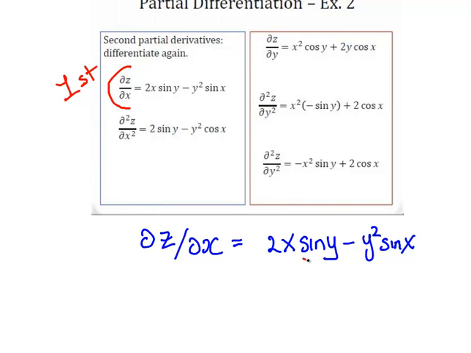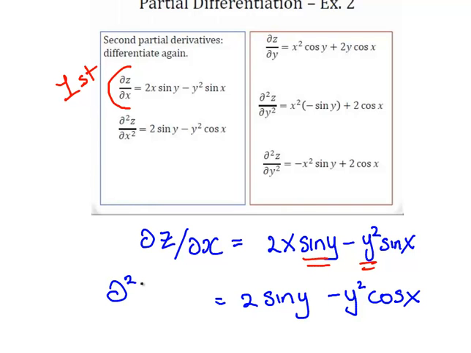Now, the same sort of thing again. This part here, sine y, can be treated as a constant. Likewise, minus y squared can be treated as a constant. So what we're looking at is the derivative of 2x, and that's simply 2, so 2 sine of y. And y squared we're going to leave alone, so minus y squared. Derivative of sine x is cos of x. So there we could say that the second partial derivative of z with respect to x is 2 sine y minus y squared cos x.